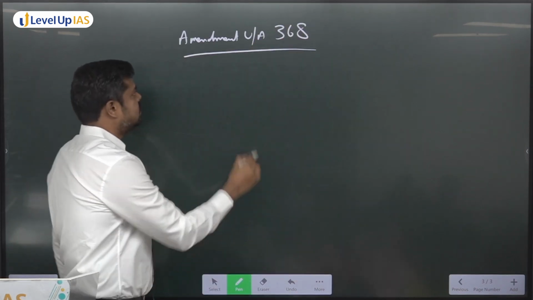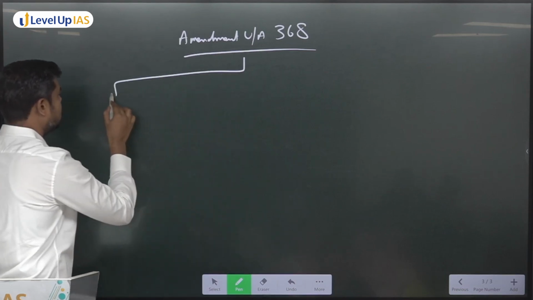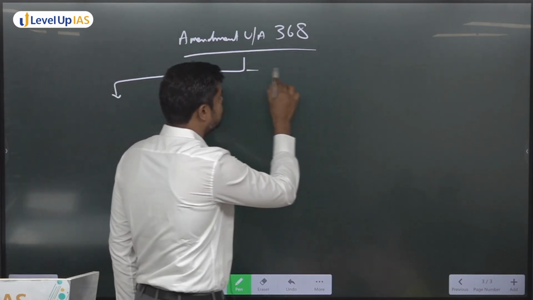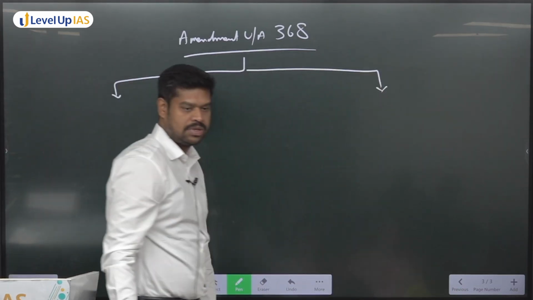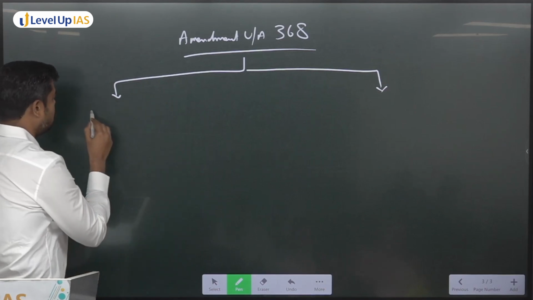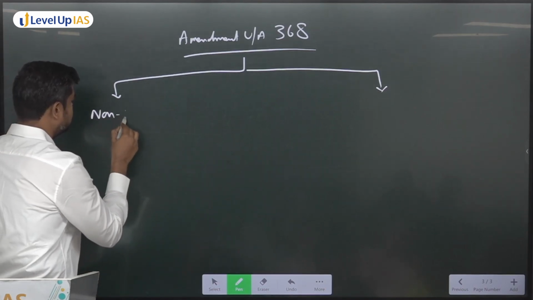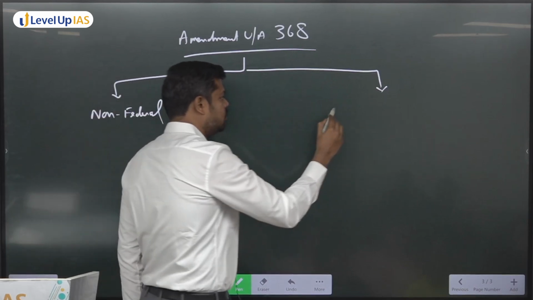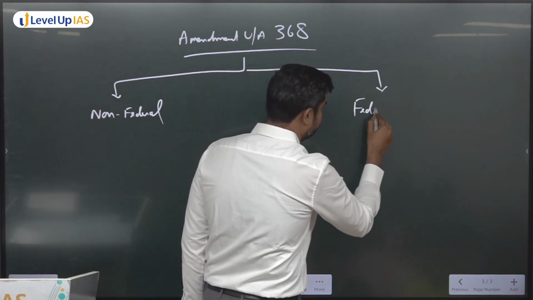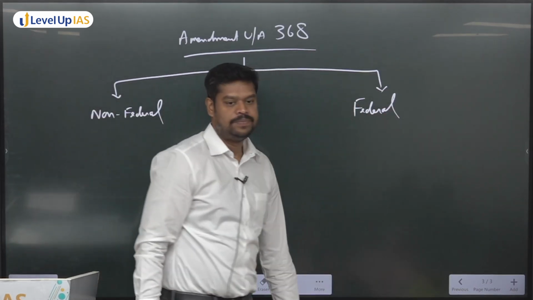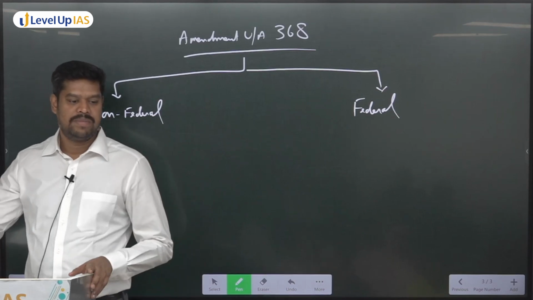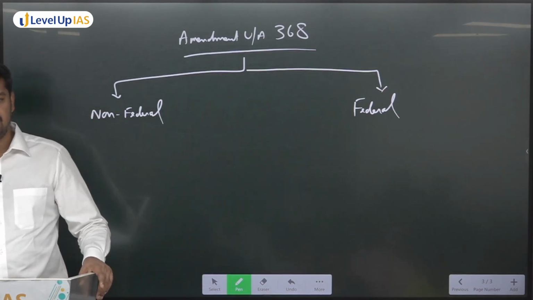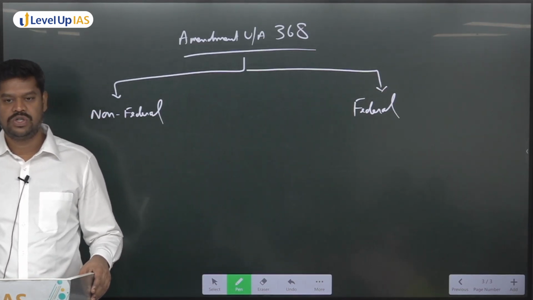Article 368 gives the power to the Parliament to amend the constitution. I am further dividing the amendment into two types. One is amendment to the non-federal provisions of the constitution, and the other is amendment to the federal provisions of the constitution. So what does it mean by amendment to the non-federal provisions and to the federal provisions?